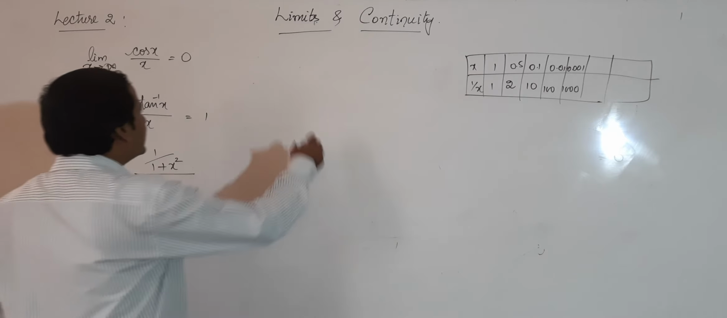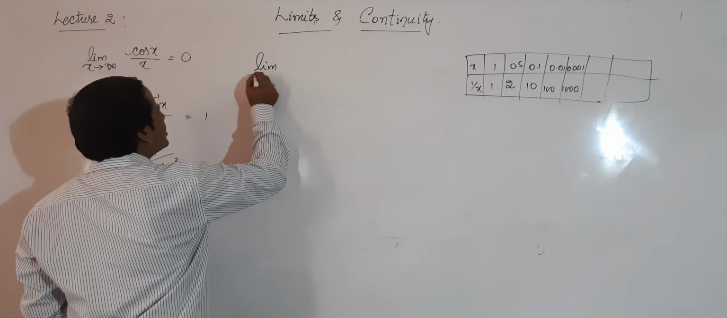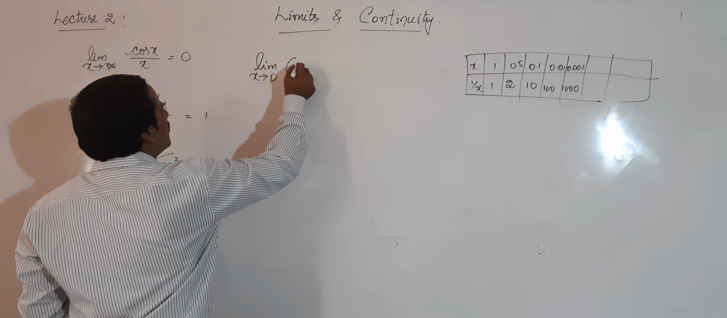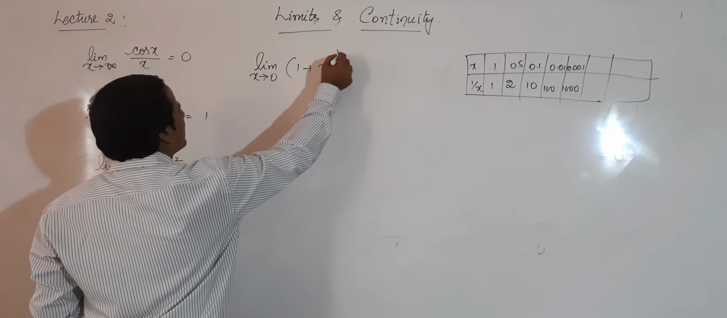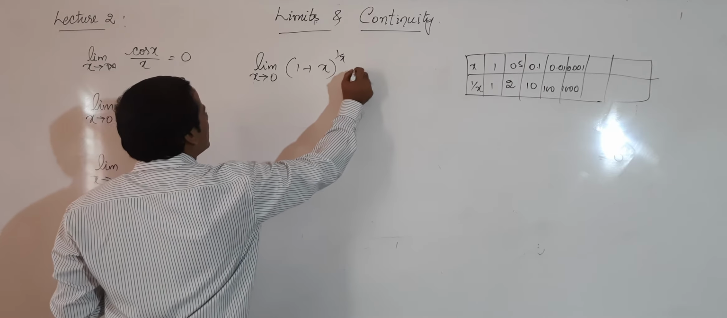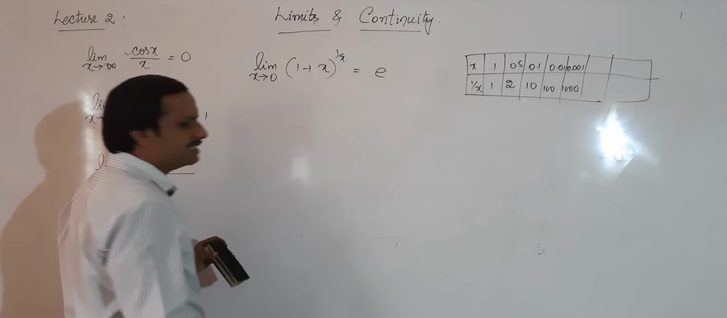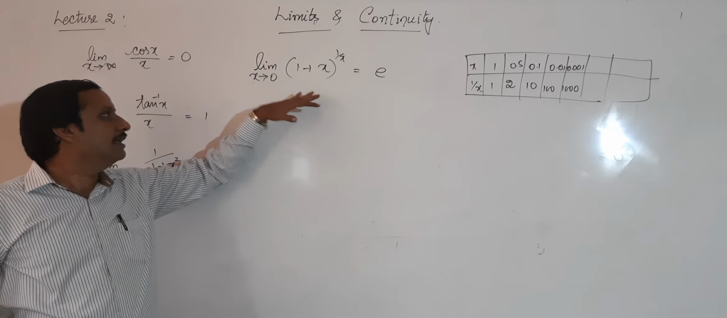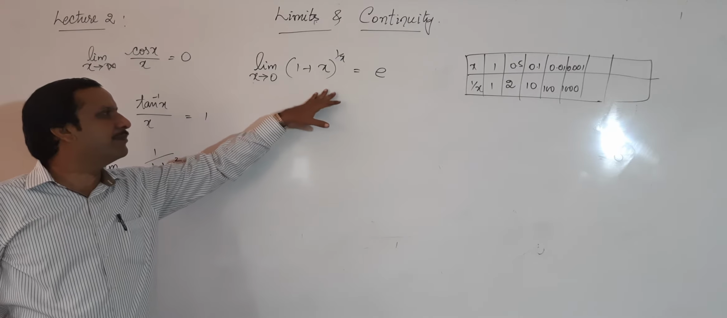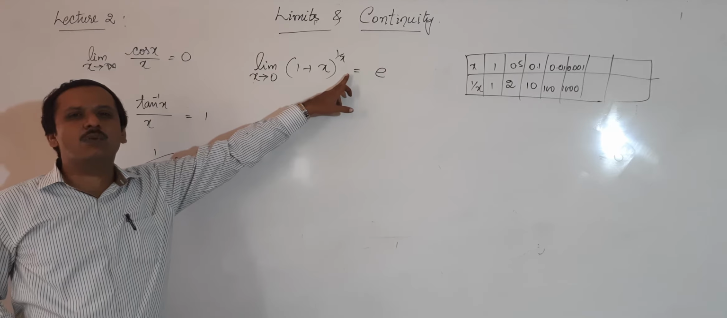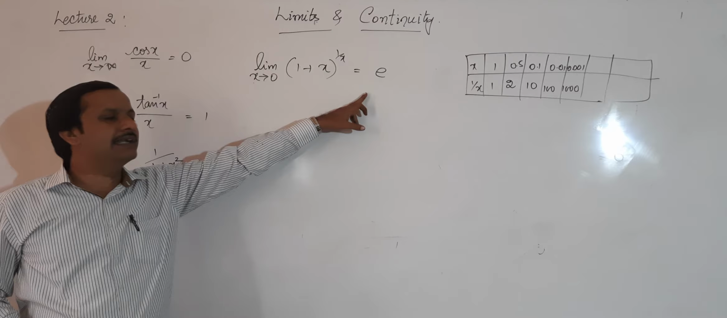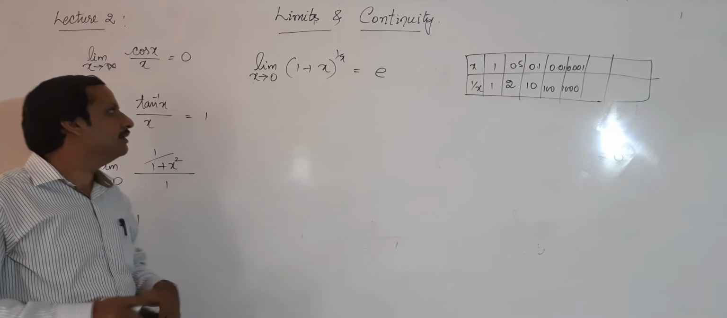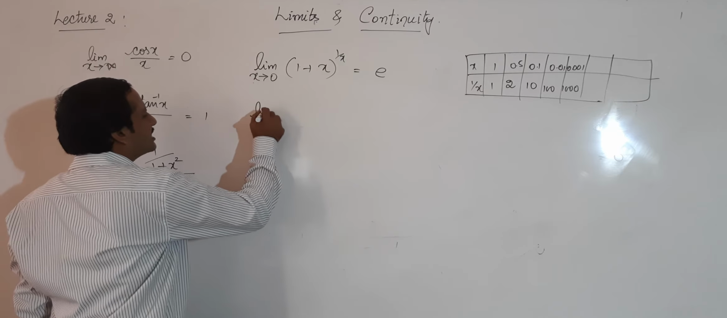Okay, next example. Limit x tends to 0, 1 plus x to the power 1 by x is equal to e. Remember this is a standard result. You have come across this in first place also. Limit x tends to 0, 1 plus x to the power 1 by x is equal to e.